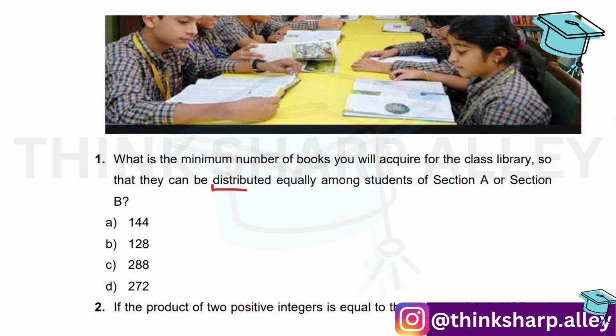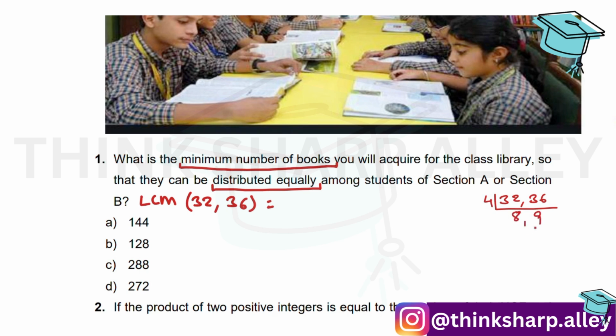So, distributed equally. Whenever the question is about distributing equally and we have to find the minimum number of books, that means we will go for LCM. Both of these numbers are divisible by 4, and there is no common factor other than this. So I'll multiply all of these numbers: 4 into 8 into 9, which is equal to 288. So option C is correct.